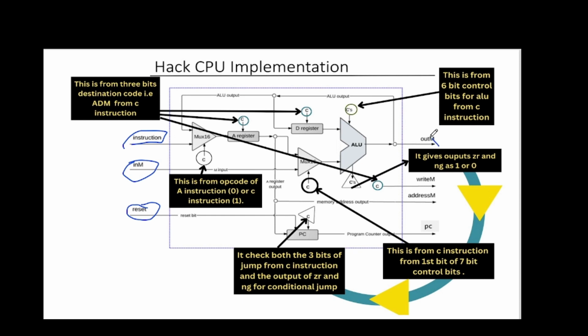We also have four output pins. outM tells us which output we want to write in the data memory. writeM tells whether to write or not in that memory, and addressM tells the location or address where to write in data memory, and program counter holds the address of the next instruction. It consists of parts like multiplexer, A register, D register, ALU, and program counter.